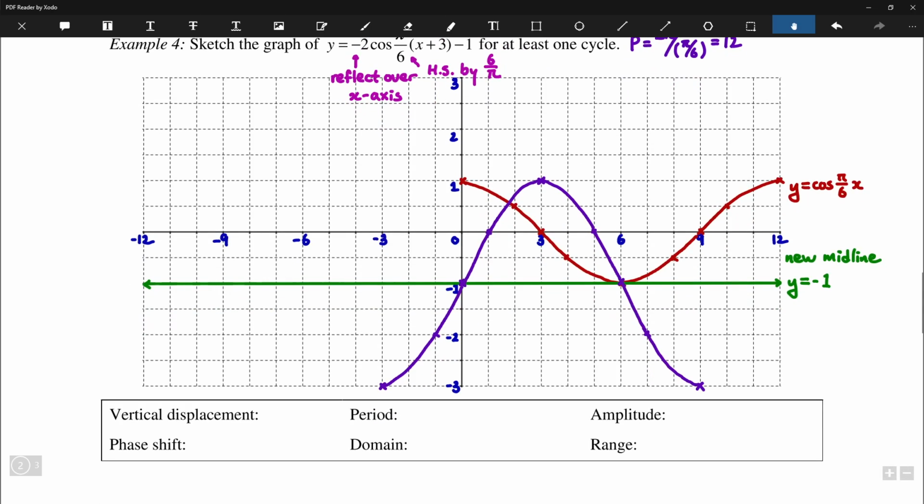After that, we can simply, again, list the transformations that happened. The displacement was 1 down. The phase shift was 3 to the left. The period is 12 spaces. The domain: x is an element of the real numbers. The amplitude is 2. And finally, the range is from -3 to +1.